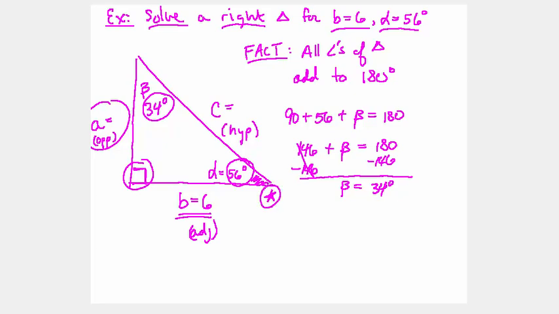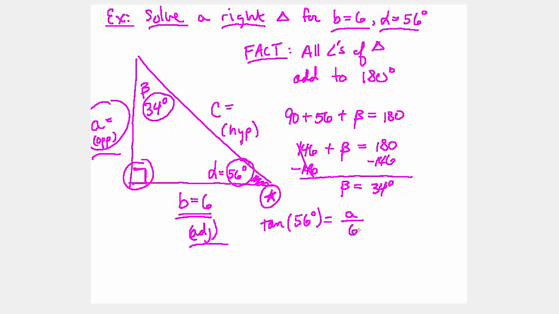What I want to do, since I've picked to find side A, is use a trig ratio that's going to use its label, which is opposite, and then also the label of the side I know, which is down here, adjacent. Okay, so think, which trig ratio uses opposite and adjacent? That would be TOA, or tangent. So we're going to say the tangent of our angle of choice, which was 56 degrees, is equal to the opposite, which is A, over the adjacent, which is 6.